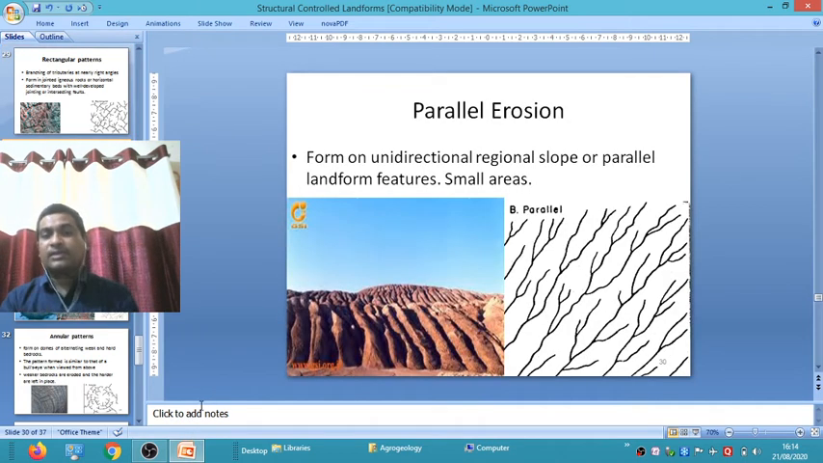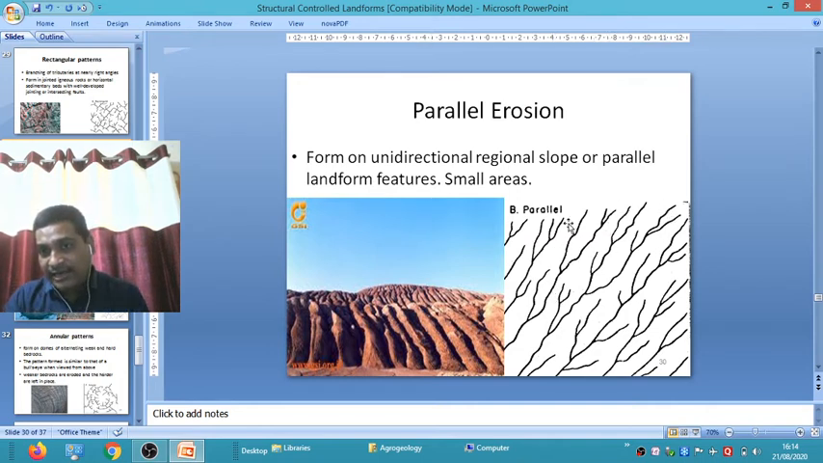This is the parallel drainage pattern. All rivers are parallel. Small rivers and major rivers also form in this pattern, called parallel because parallel erosion has taken place. It forms on a unidirectional regional slope or parallel landform features in a small area.